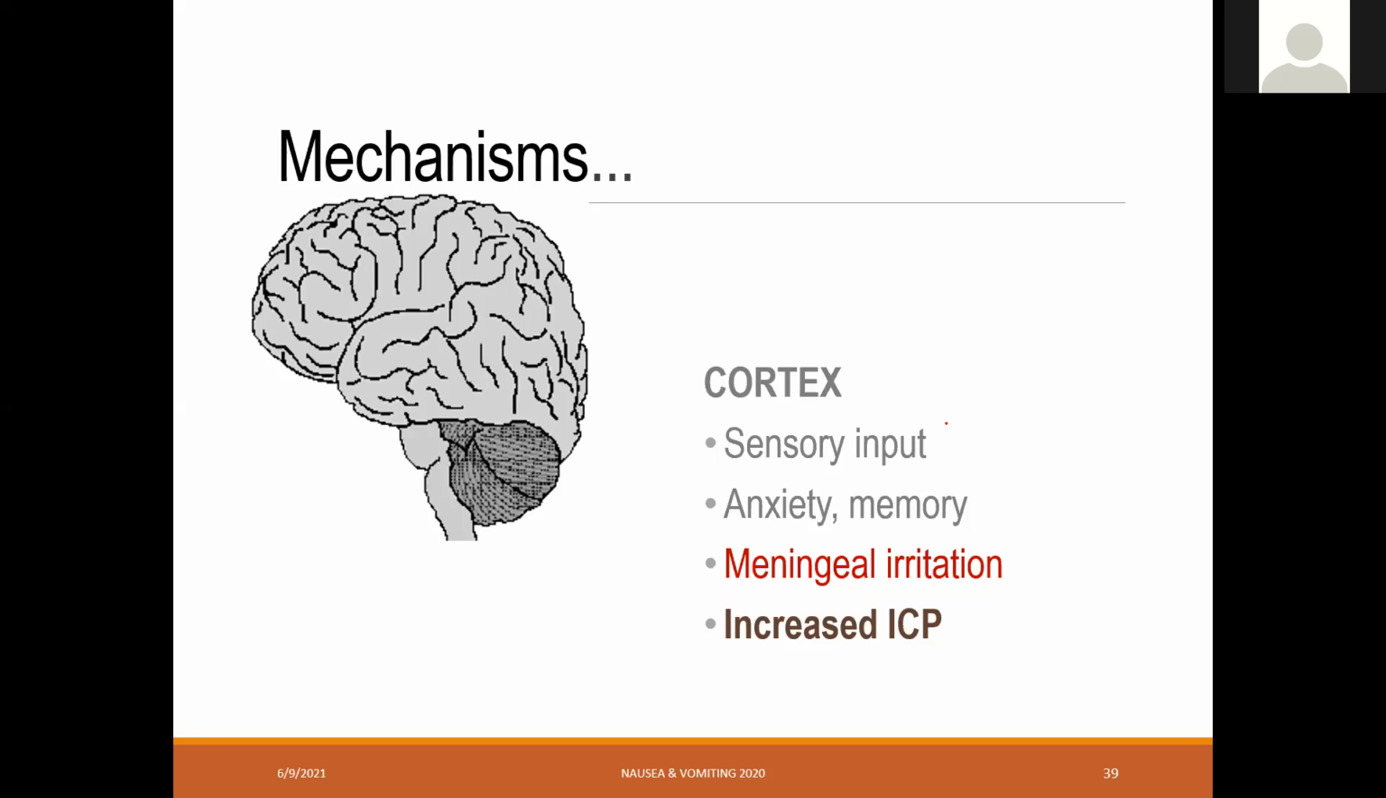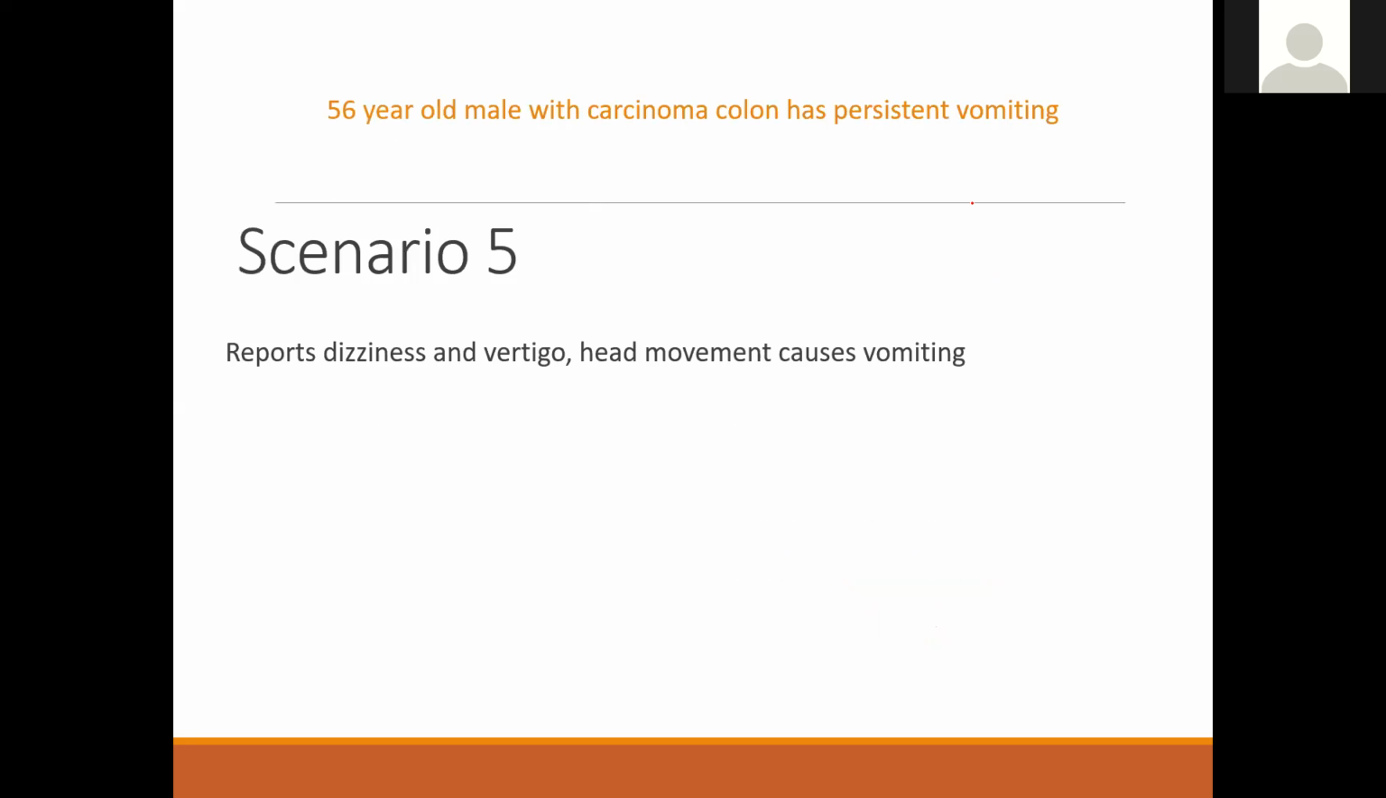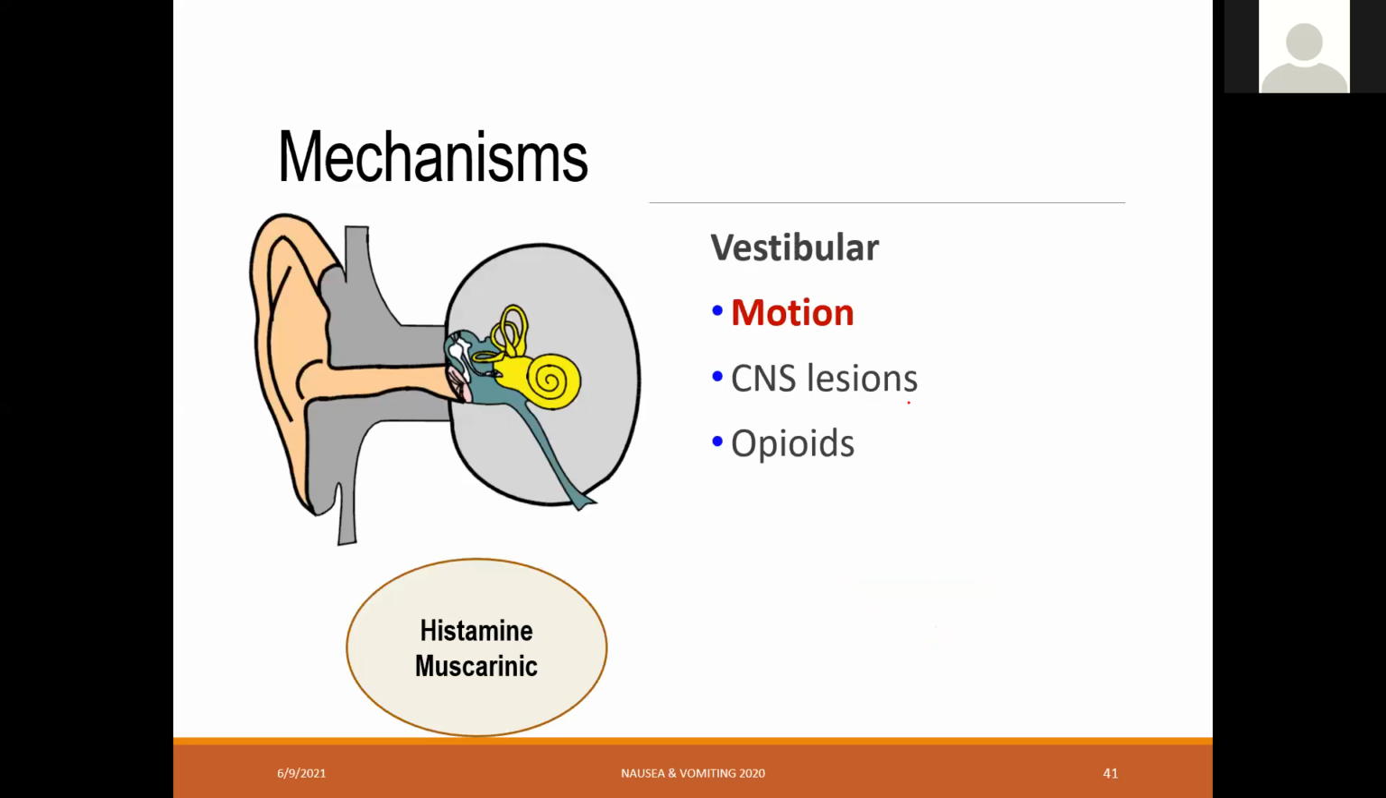Or sometimes, if it is cancer-related raised ICT due to brain mets, they might be undergoing radiotherapy. The fifth scenario is the same patient with vomiting, with vertigo and head movement causing vomiting. So here it is very easy. You might be seeing a lot of this, which is movement related, or vestibular dysfunction.